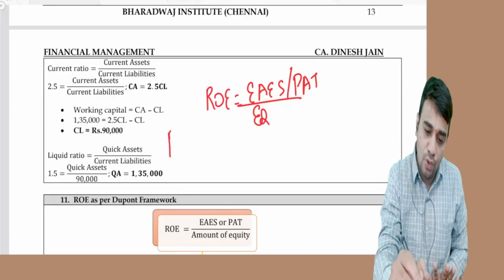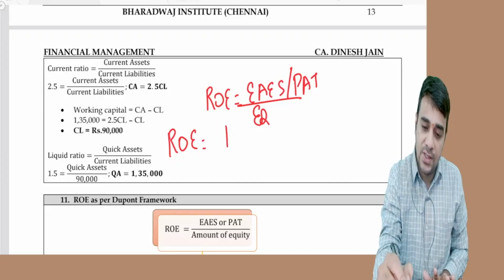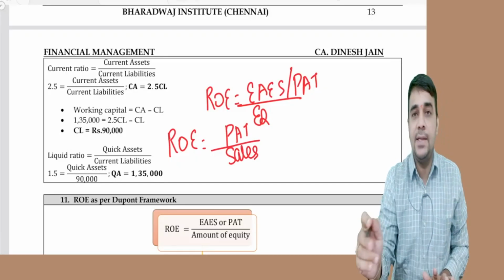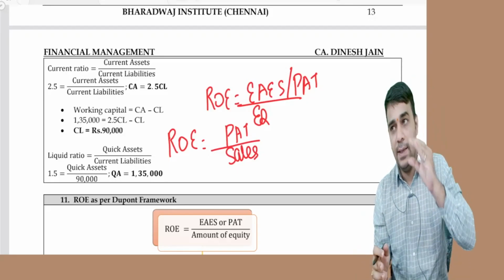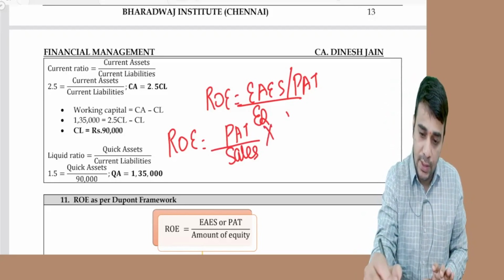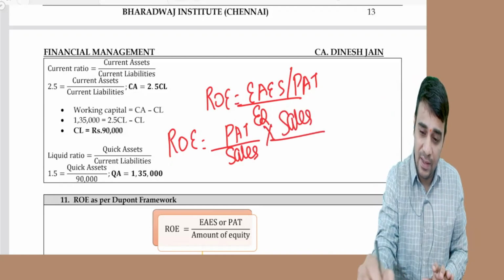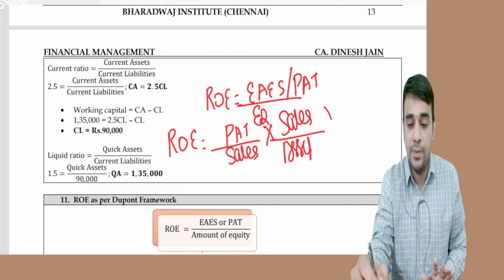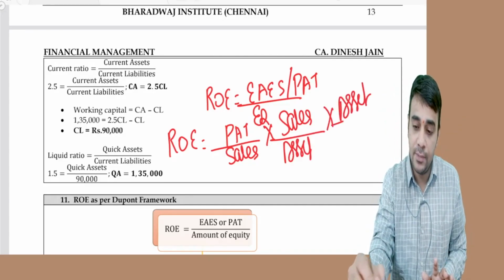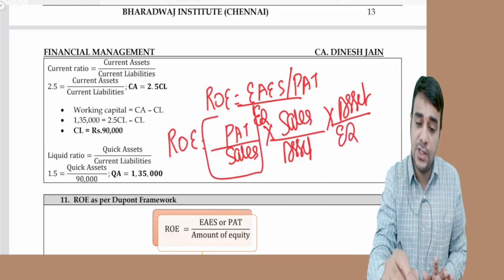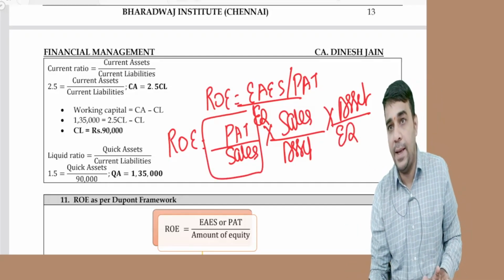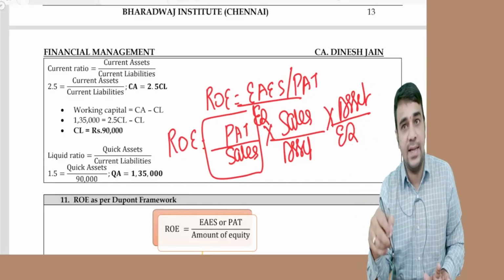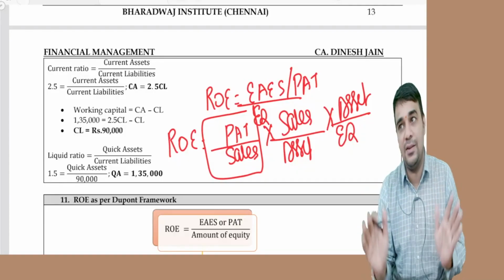Now what DuPont said is, no, let's not see it like this. First see it as PAT by sales, then do sales by asset, and then do asset by equity. If this improves, ROE can improve. PAT by sales, sales is cancelled. Sales by asset, asset cancelled. Asset by equity. He just expanded the formula.